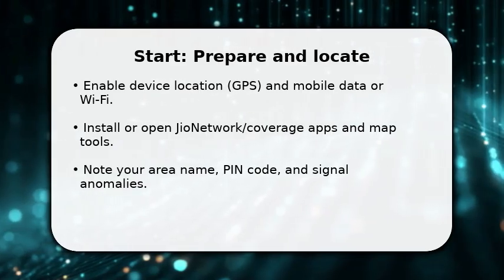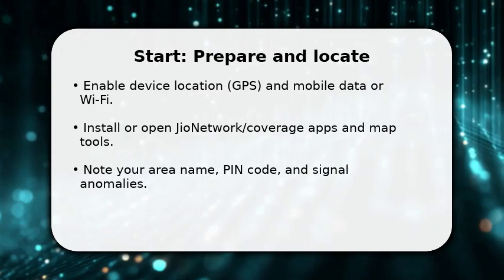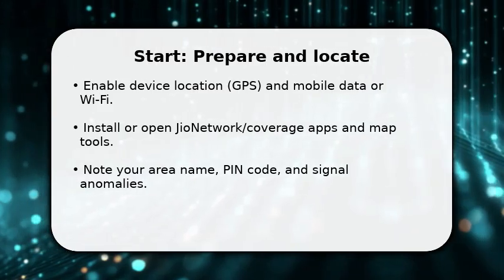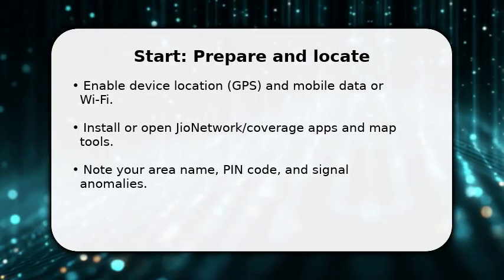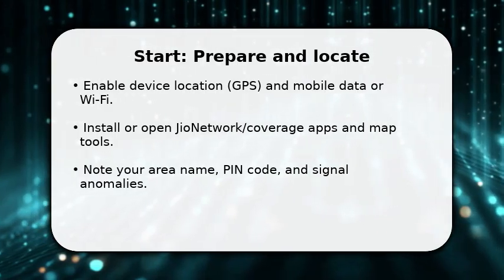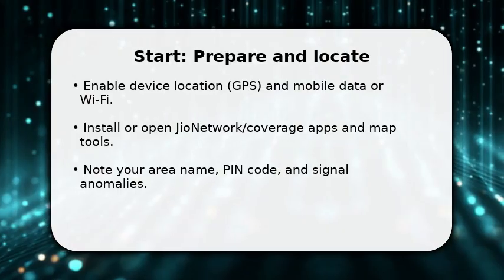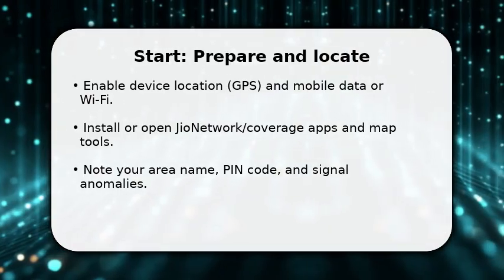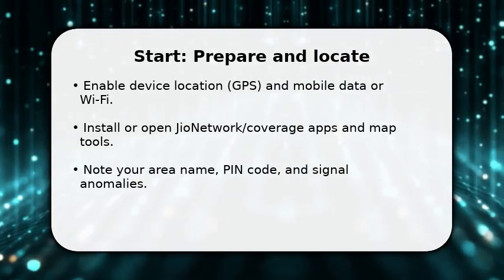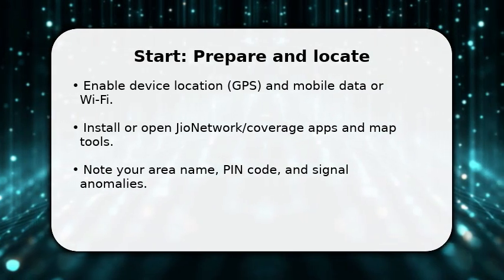Once done, enter your area name or PIN to center the map on you and mark current signal strength as a baseline. Make sure to record any dead zones. This helps when comparing tower locations versus actual reception. This first step creates accurate input data for the next, more detailed detection actions.